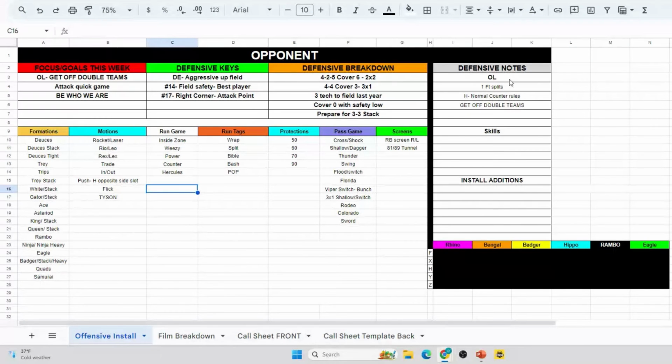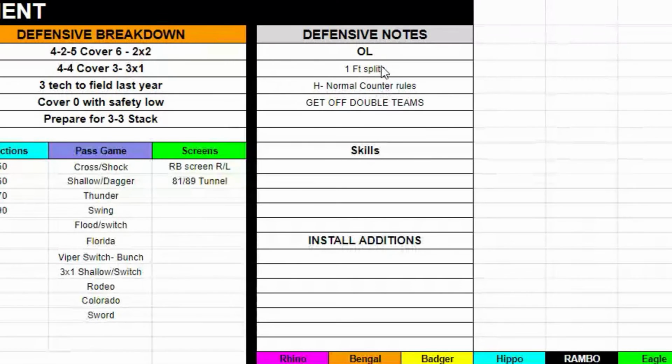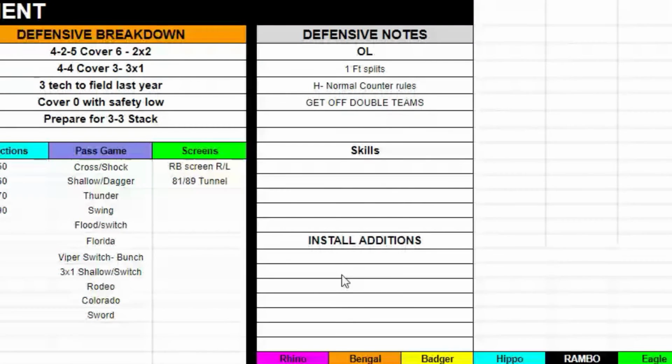On the right side here, I like to write defensive notes. So specifically notes pertaining to specific positions. So O-line here, we had 1-foot splits this week. The H-back had normal counter rules. So I like to essentially just put all specific notes here for these positions. And then the skills positions, I like to put notes as well. And then whatever I'm installing that week, this is going to be labeled out right here.